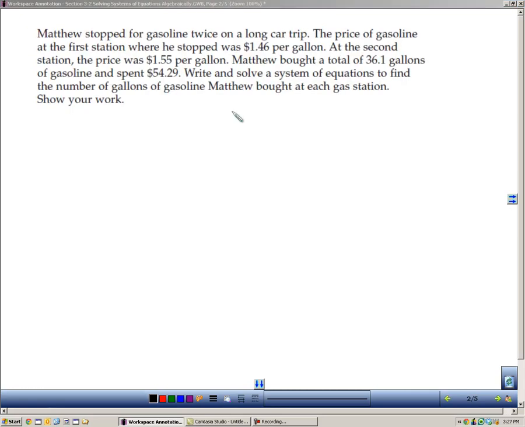Here's an example using substitution again. This time I'm going to let you pause the video, read through this, and I want you to see if you can figure out what the two unknowns are, the x and the y, and see if you can write two equations, and then I'll show you how to solve them.